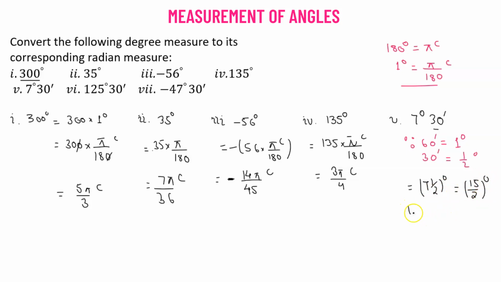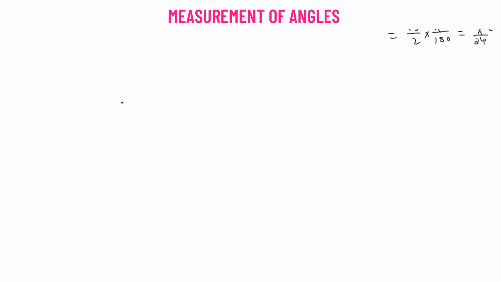Now we'll take 15 over 2 degrees and multiply it with pi over 180. And this is going to give us the radian measure, which is pi over 24. So this is the equivalent radian measure of 7 degrees 30 minutes. Moving on to the next one, now let's do that. Number 6, we have 125 degrees and 30 minutes.